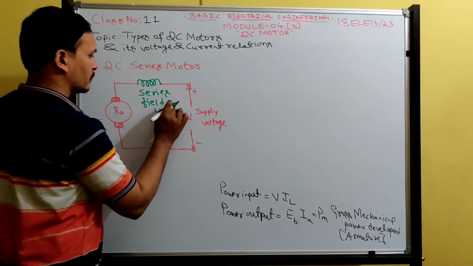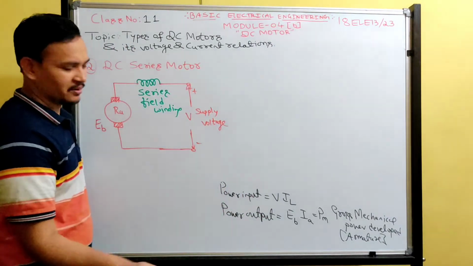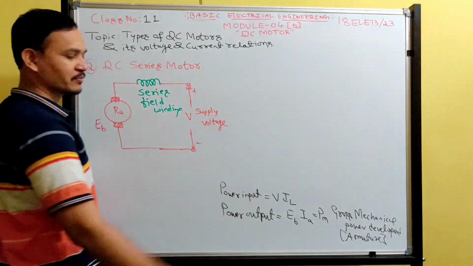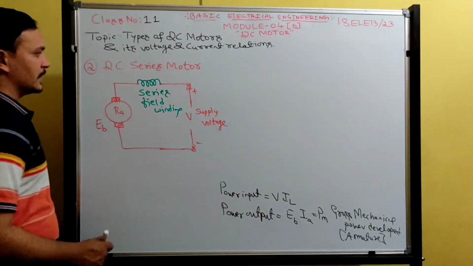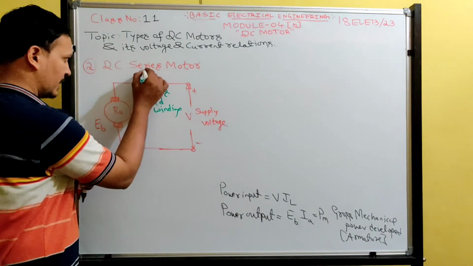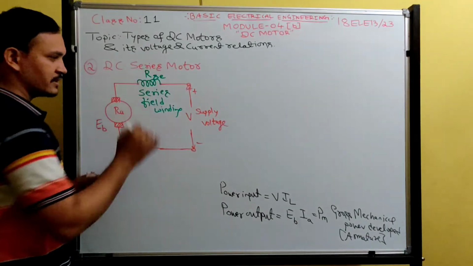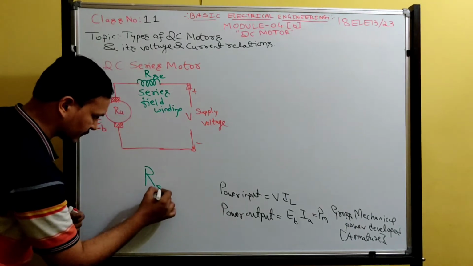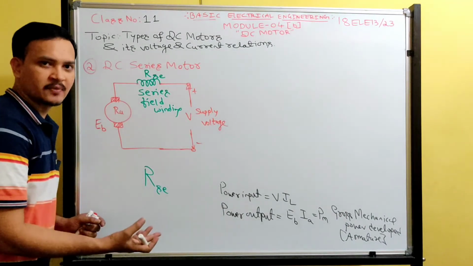This I have not erased because it is the same for all types of motors. Power input and power output are both the same for all types of motors. Now, the series field winding has some resistance RSE. Suffix SE means series field winding.